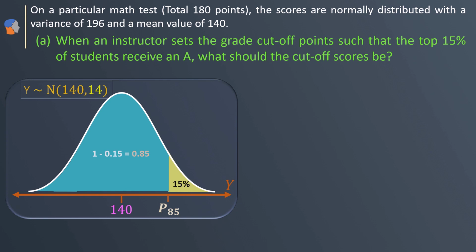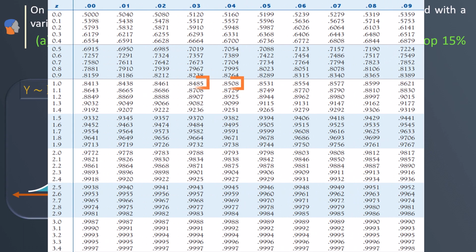Now what do we need to do? As I mentioned before, we need to find the P85. Right, how do we find the P85? First, we know the left area is 0.8500. Go to the z table. Check for 0.8500 in the middle of the table. We cannot find that number, but we know 0.8500 must be between these two numbers. Which one is the closest one? This is the closest one, 0.8508.